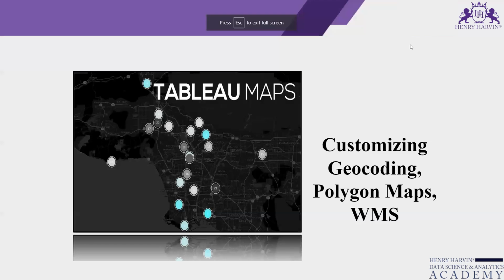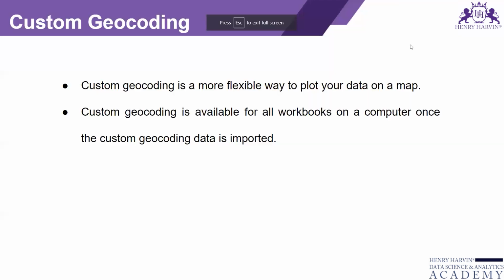Customizing geocoding, polygon maps, and WMS. Okay, so custom geocoding is a method which is more flexible to plot your data on the map. Custom geocoding is available for all workbooks on a computer once the custom geocoding data is imported.